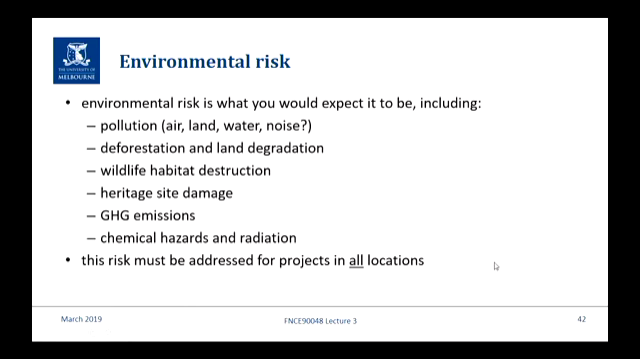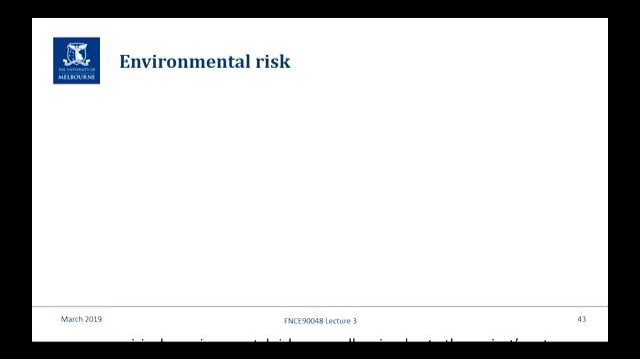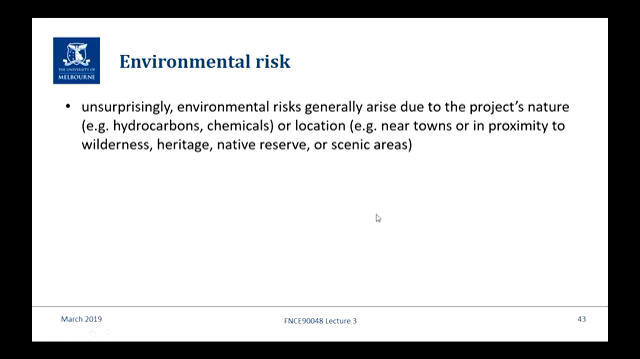Now, the thing about environmental risk is that unlike the other risks where you sort of have to determine whether or not there's an exposure, the default position is that there's an exposure and you have to determine what it might be and what you're going to do about it. So environmental risks, unsurprisingly, the nature of the project will determine what some of the risks are. If it's hydrocarbons or chemicals, then there's greater pollution possibility. Or the location. If you're near a town, there's bigger issues than if you're right out in the middle of nowhere. Or if you're in a native reserve or in a heritage area, that sort of thing.